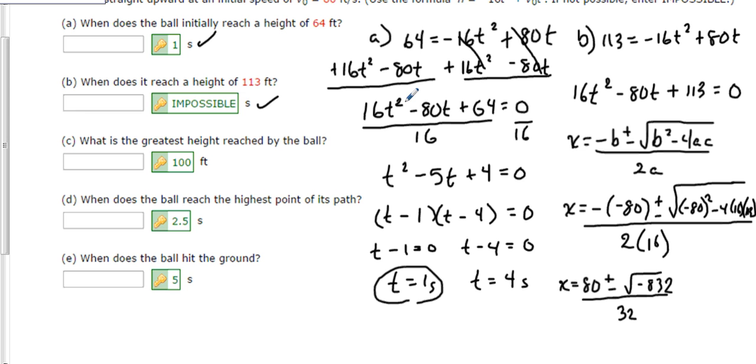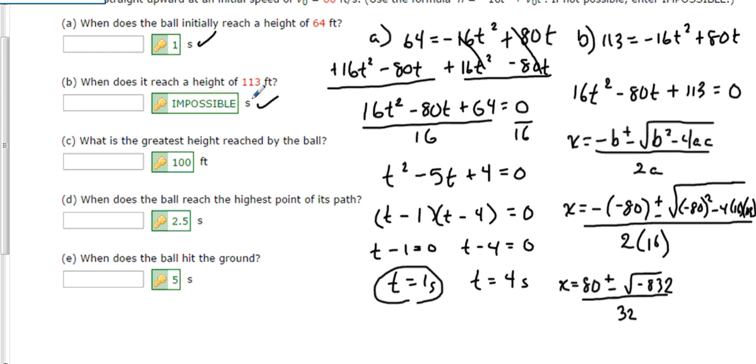What we have to assume is that it's not going to get up there. The maximum height is actually going to be below 113, and we're going to see if we can figure out what that is now. Now C says, what is the greatest height reached by the ball? D says, when does the ball reach the highest point of its path? And E asks us, when does the ball hit the ground?